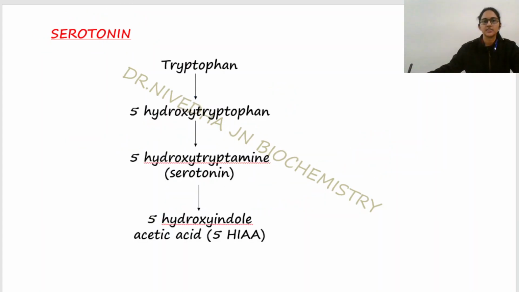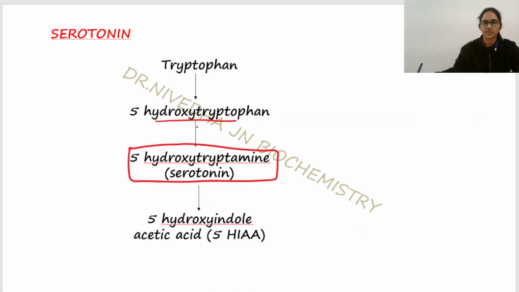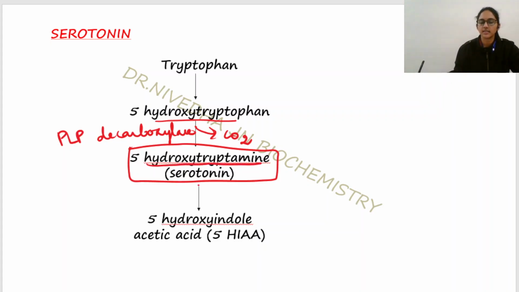Next, what happens? The 5-hydroxytryptophan gets converted to 5-hydroxytryptamine by a decarboxylase reaction, by removing a carbon dioxide. All decarboxylase reactions depend on pyridoxal phosphate. So it becomes 5-hydroxytryptamine, which is nothing but serotonin. So what is the other name for serotonin? It is 5-hydroxytryptamine, formed by decarboxylation of 5-hydroxytryptophan.